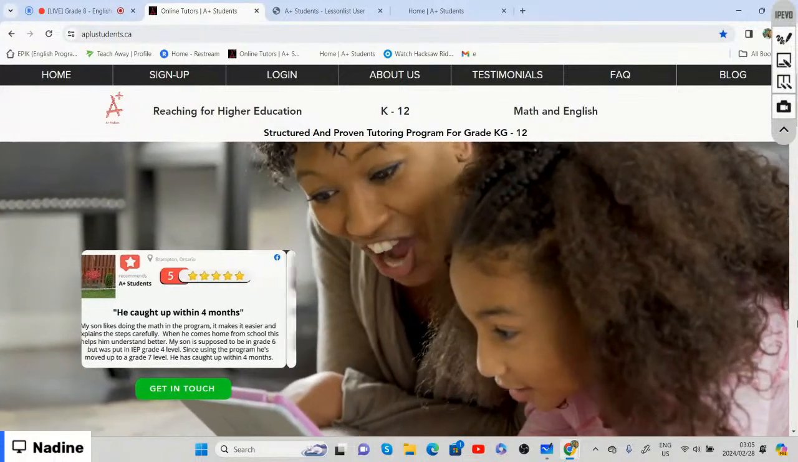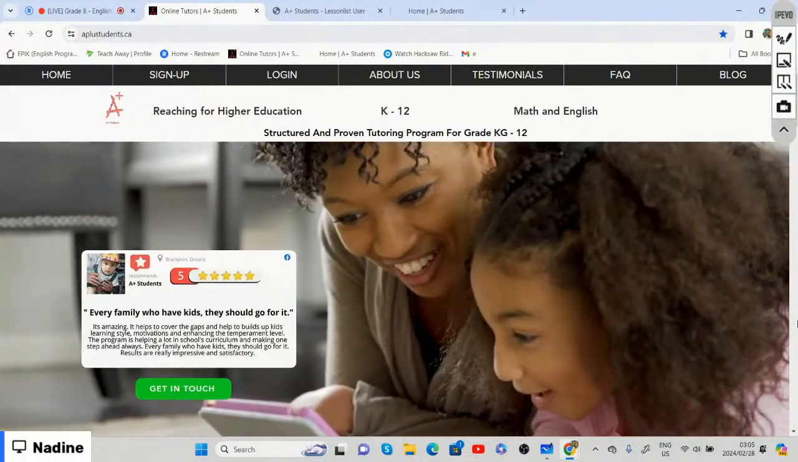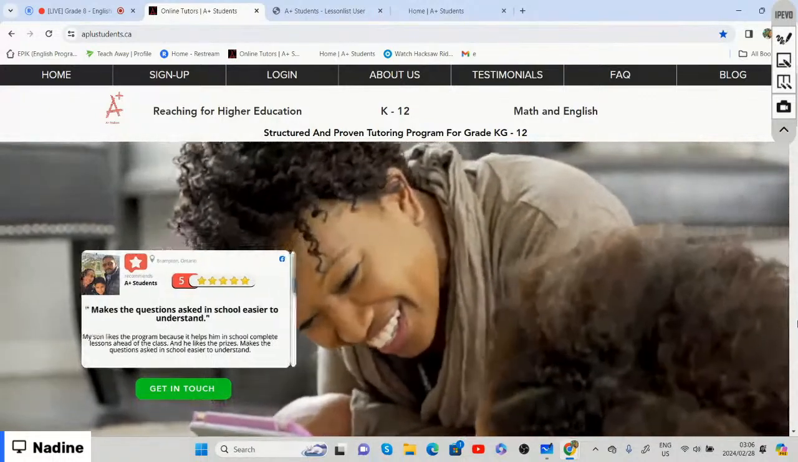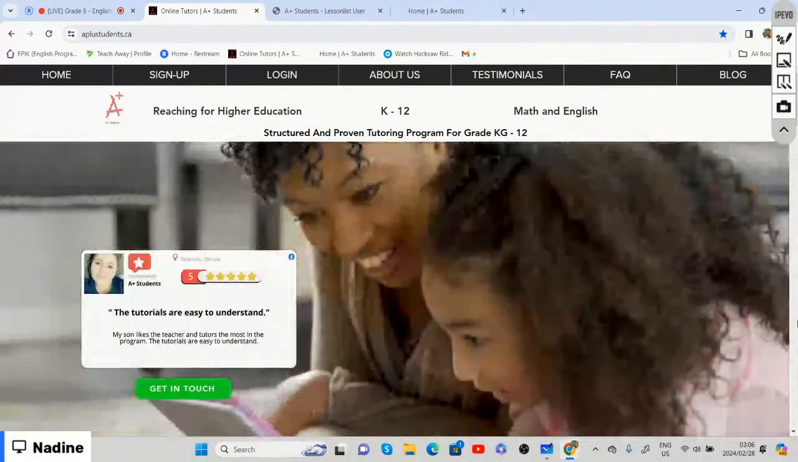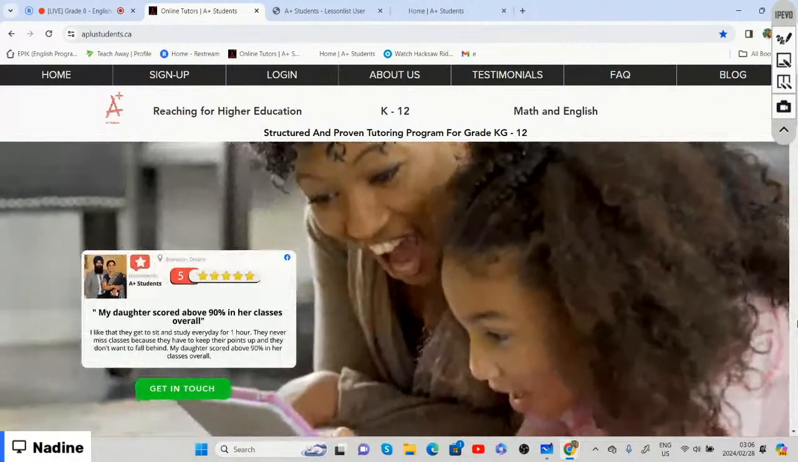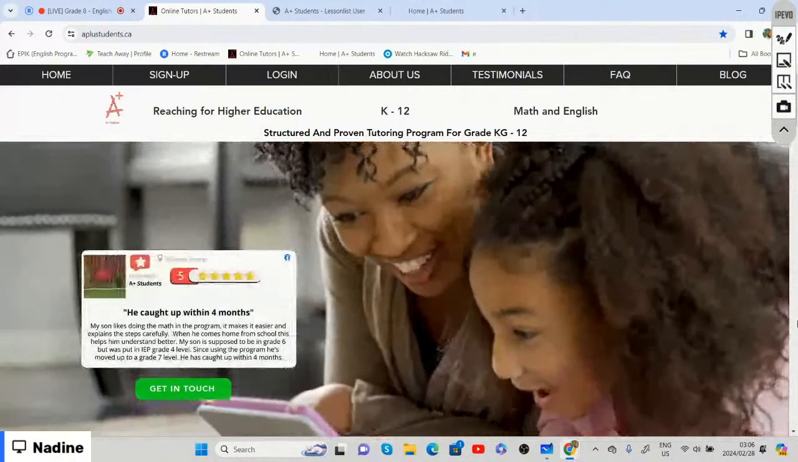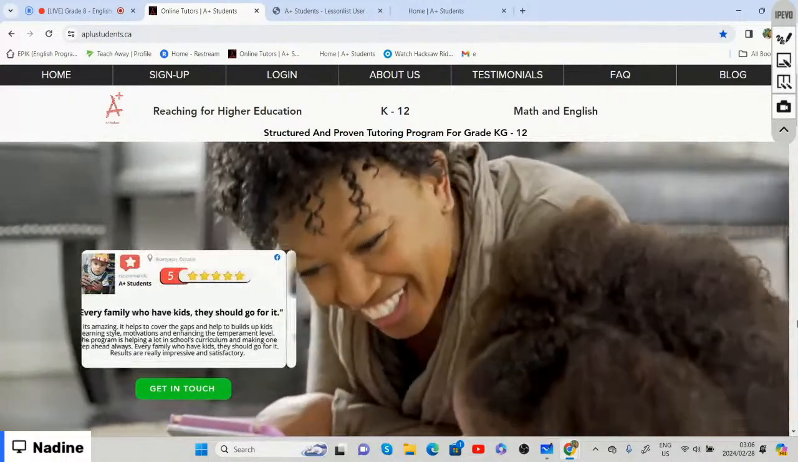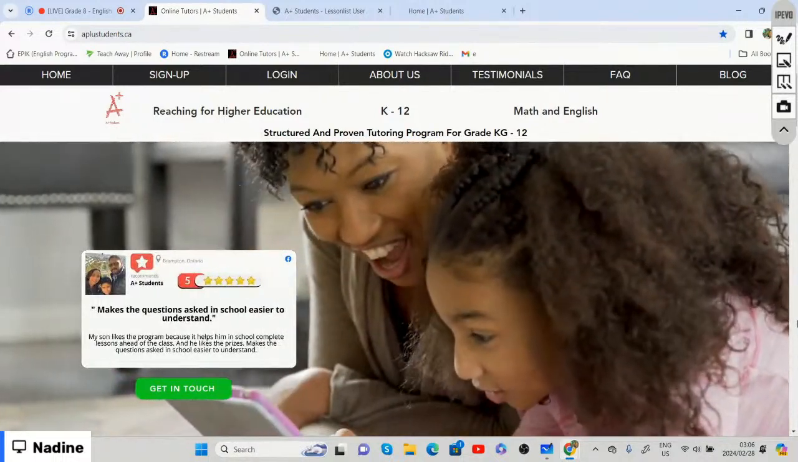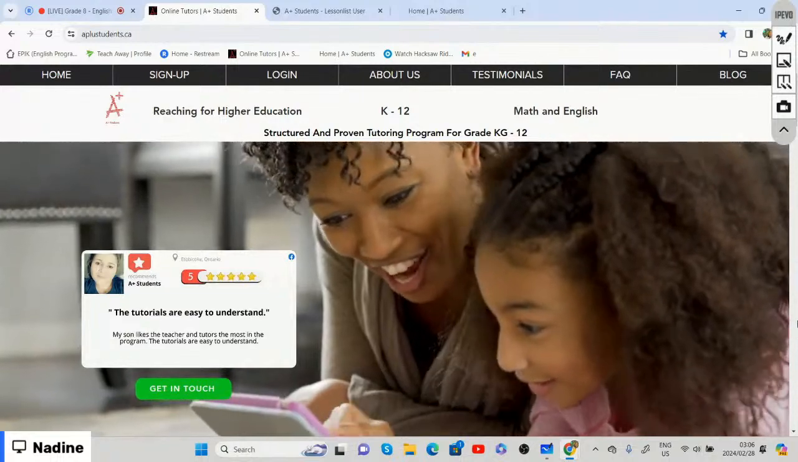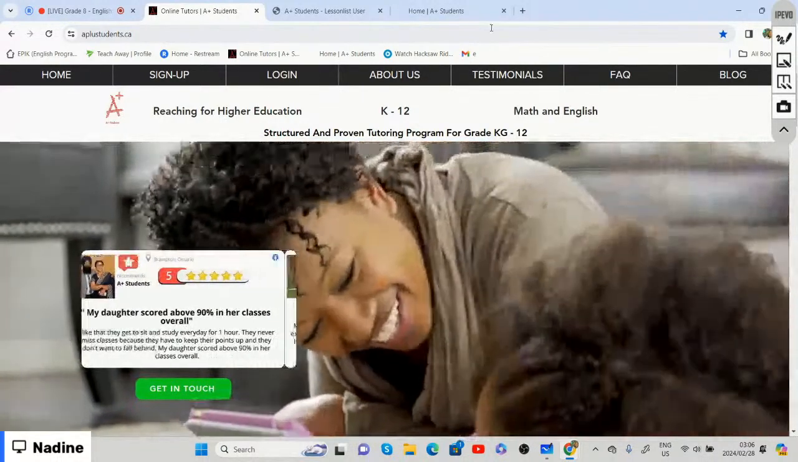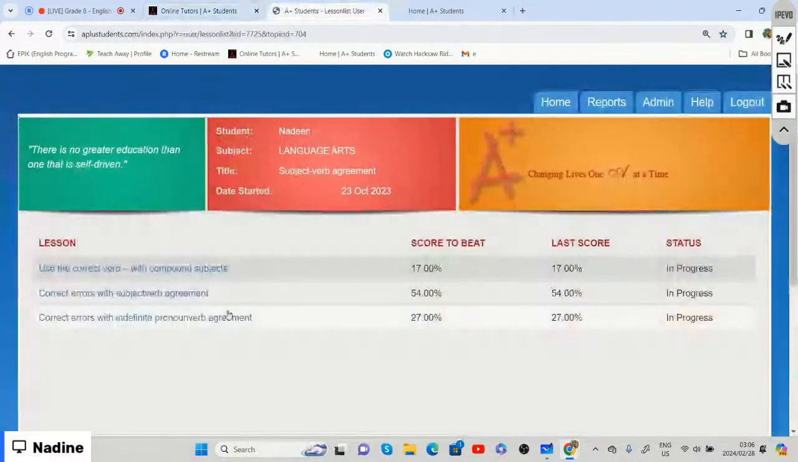All right, and before we start with our lesson on subject verb agreement, we are going to log into aplusstudents.ca. Once you've logged on to aplusstudents.ca with our username as well as our password, we're going to select the subject of language arts, grade 8. We're going to scroll down until we get to the chapter of subject verb agreement.